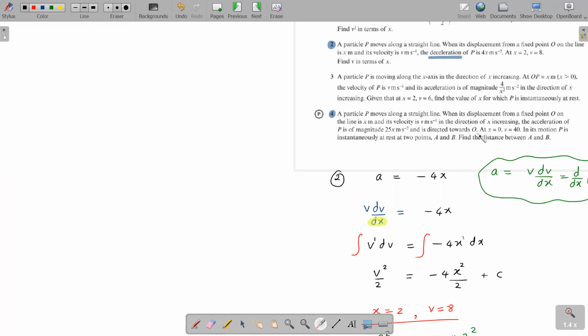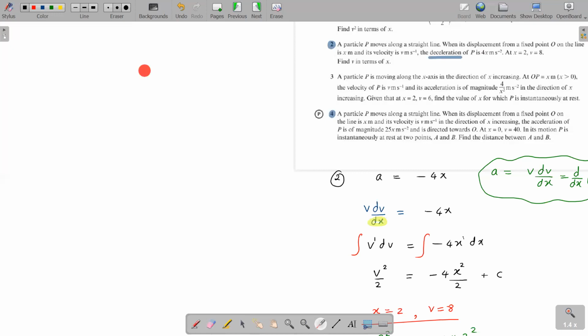Okay, when you say it's directed towards O, there's something really important here. I was mentioning this in the previous section as well, I think. So when you are directing towards another thing, we are always talking about what? Moving towards the origin or moving away from the origin. We are talking about moving away from the origin.